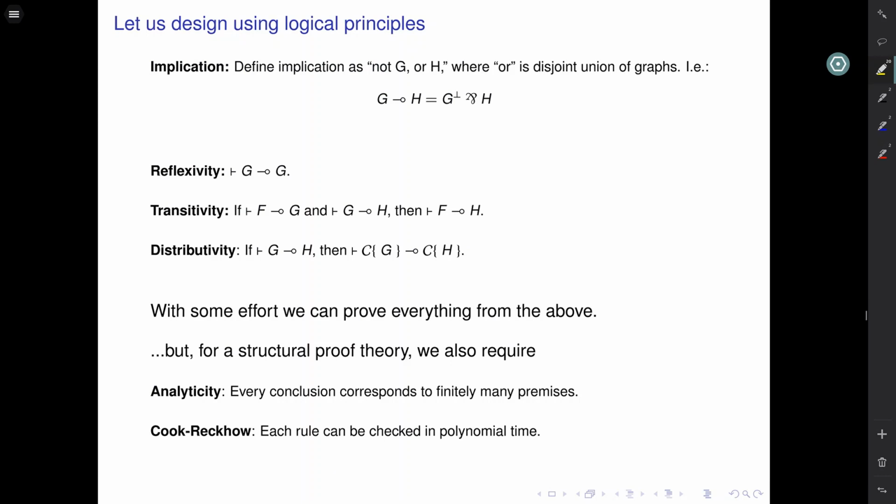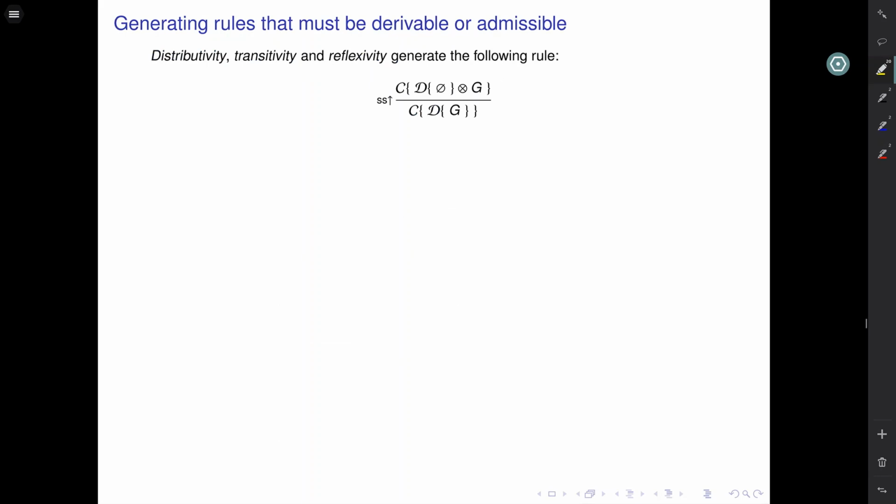Every rule can be checked in polynomial time. Now, using the rules distributivity, transitivity, and reflexivity, it's possible to generate rules such as the following rule here. And this rule is not as strange as it looks immediately. What we're saying is that if G is provable and if the context in which we plug G is also provable, then D with G plugged back into that context is indeed provable. So the parts are provable, then the whole is provable.